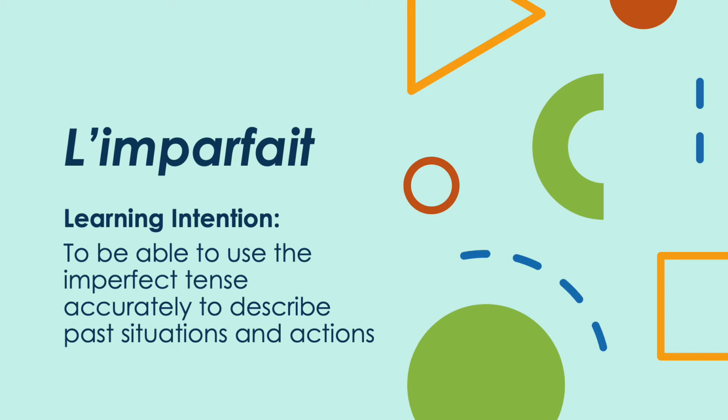The learning intention of this video is to be able to use the imperfect tense, l'imparfait, accurately to describe past situations and actions. So in this video, we're going to start by looking at the formation or the conjugation of the imparfait, and then we are going to be looking at its uses, and we will finish by considering how we can use the passé composé and the imparfait in a sentence together.